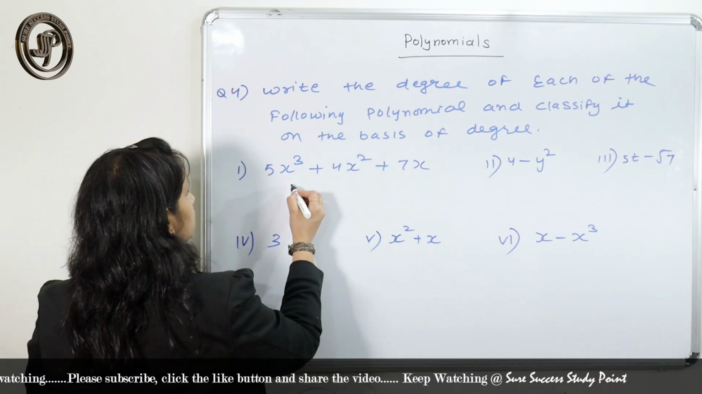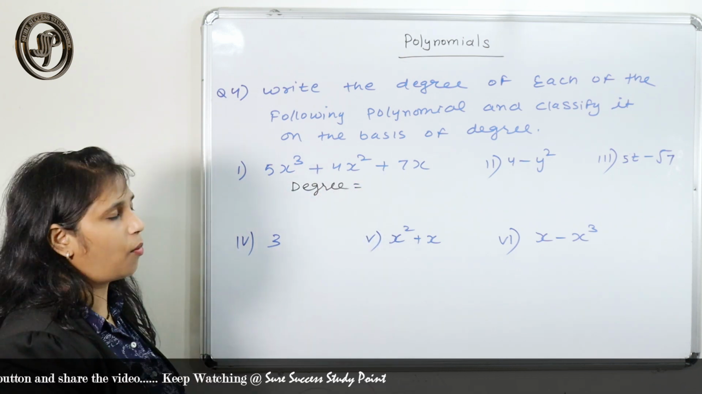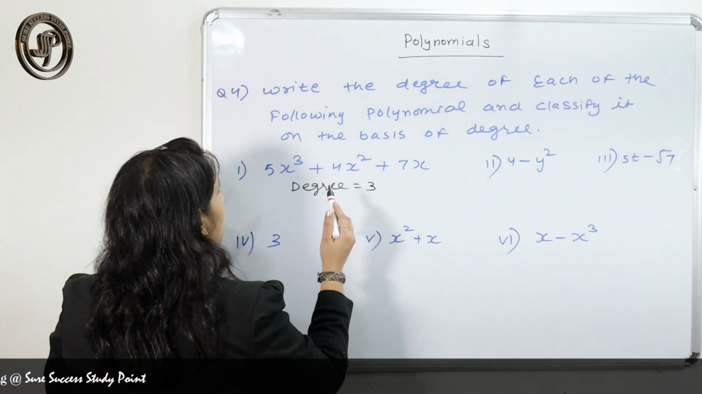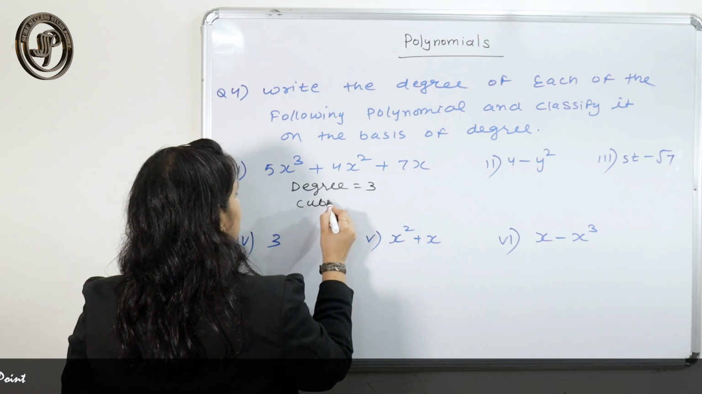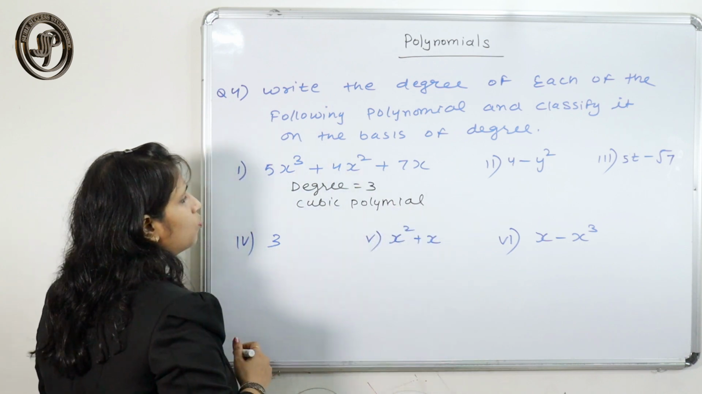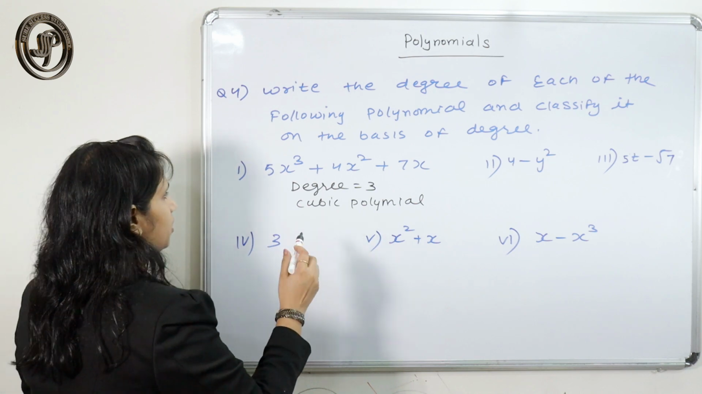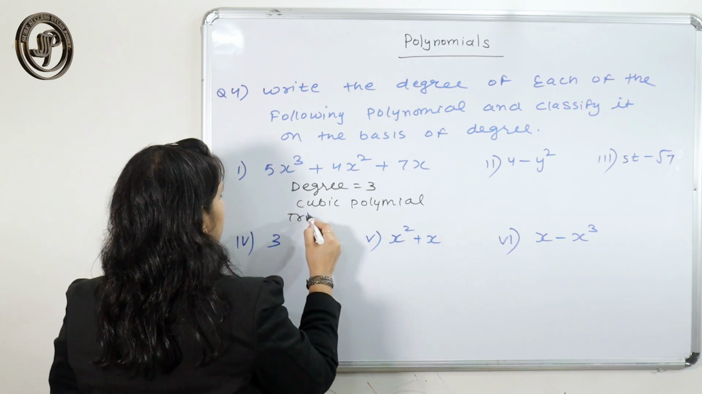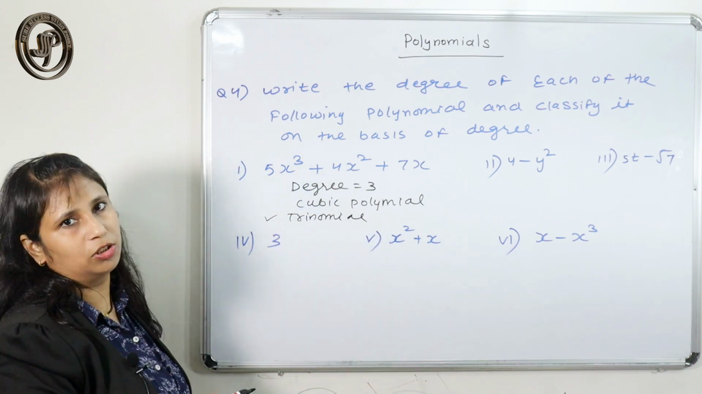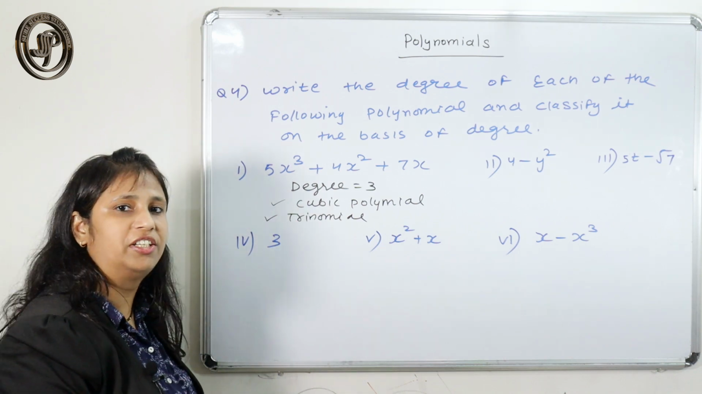So here first we find the degree, that is the highest power. Here it is 3. So my degree here is 3, and on the basis of degree it is a cubic polynomial. If I want to classify on the basis of the number of terms, then this has 3 terms, so I can also write that this is a trinomial. See, this is the classification on the basis of number of terms, and this is the classification on the basis of degree.